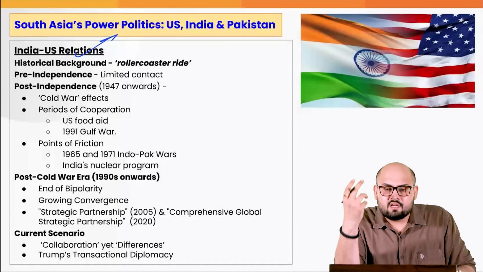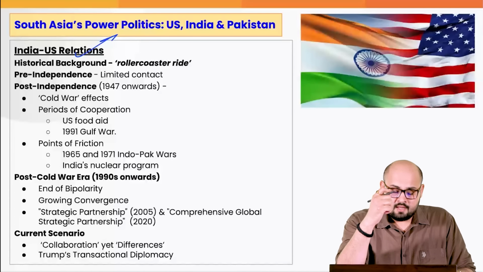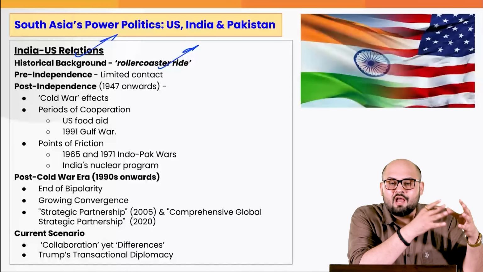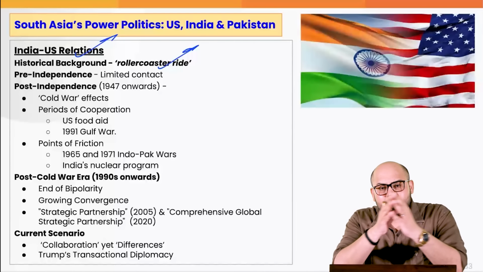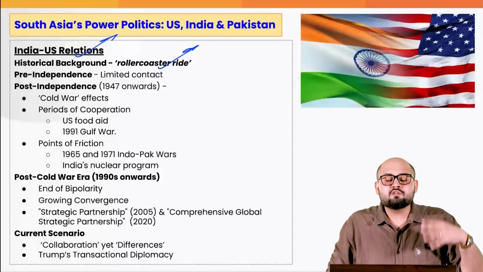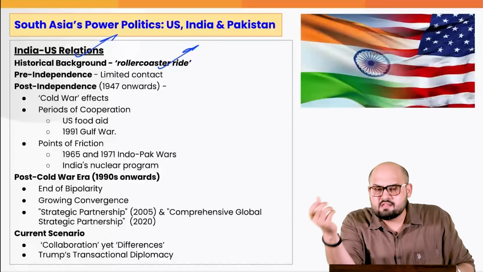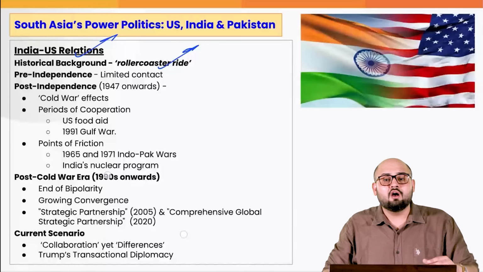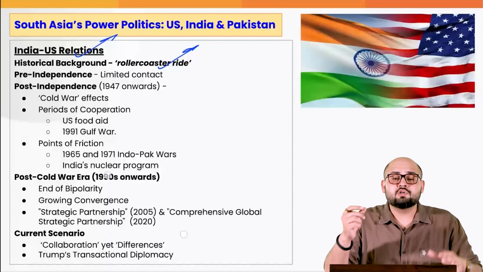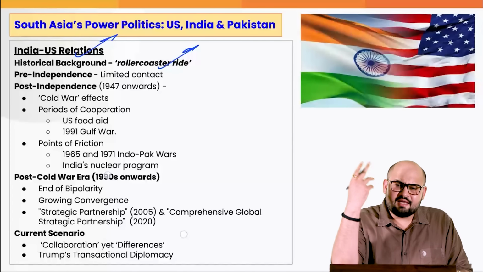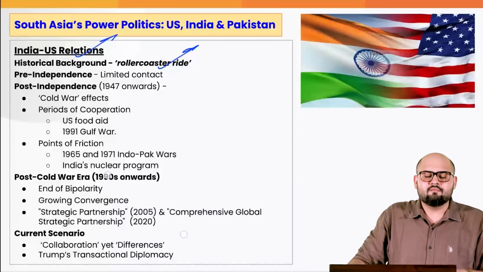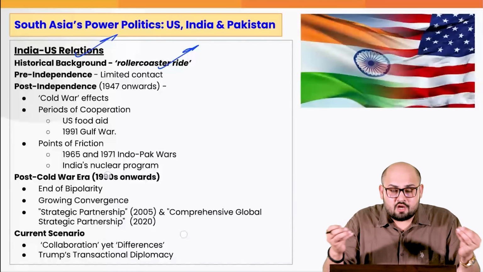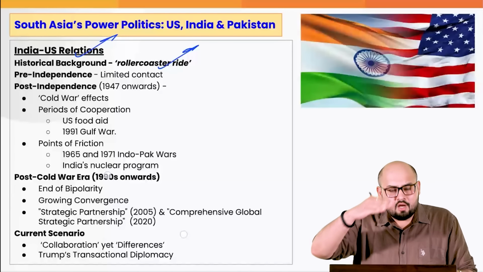Many scholars have termed the relations between India and the US as a roller coaster ride. That is, there have been certain instances of collaboration and convergence, and there have been certain instances of divergence. When we talk about divergence, let's take for instance the recent scenario of India's stance in the Russia-Ukraine war, or India's policy of non-alignment, or India's posture of strategic autonomy. There have been periods of collaboration also, when we talk about collaboration in terms of the containment of China, or technological cooperation. So there has been a roller coaster ride.